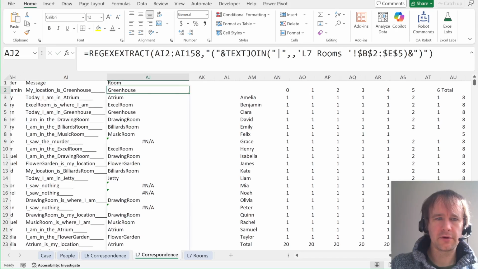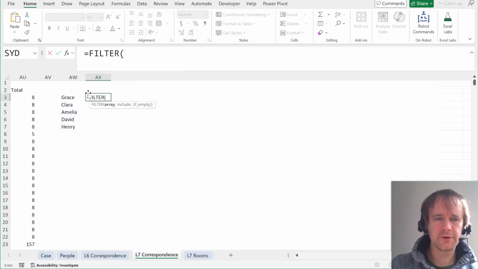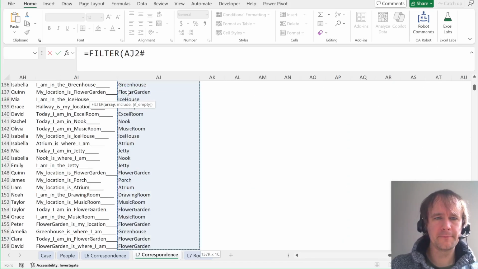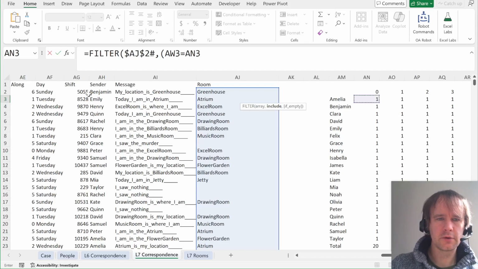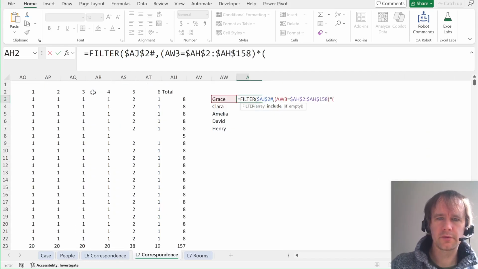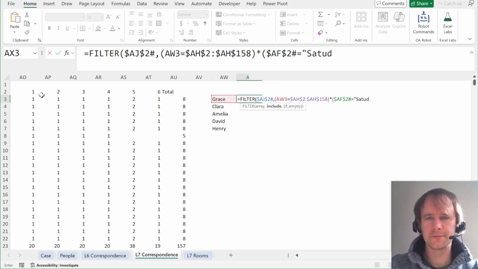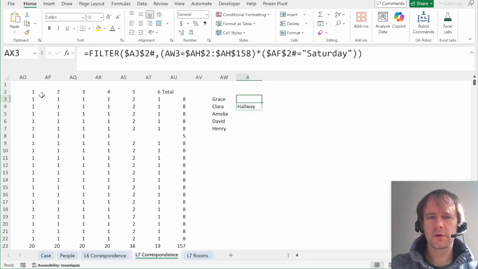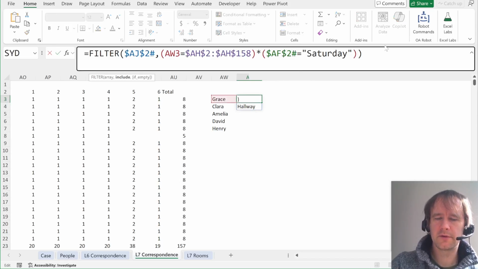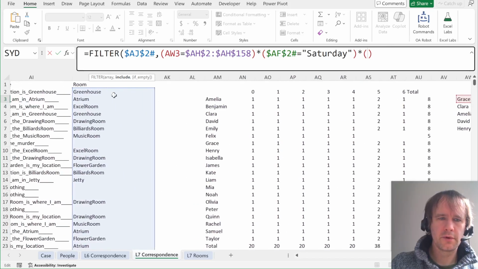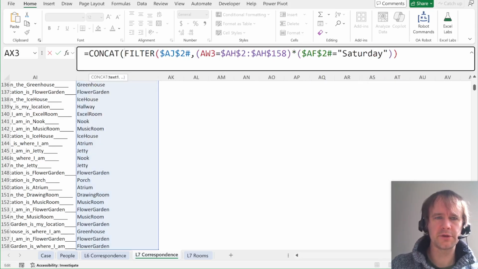And I guess I'm going to wrap this in an if error just in case that breaks anything. If error. So I want to filter the room, lock where this is equal to the name, lock times day is equal to Saturday. Oh, right, and that's also including the blank. Fine. So times room. Actually, I don't even need to times. I can just cut the two together because one of them is an empty string.